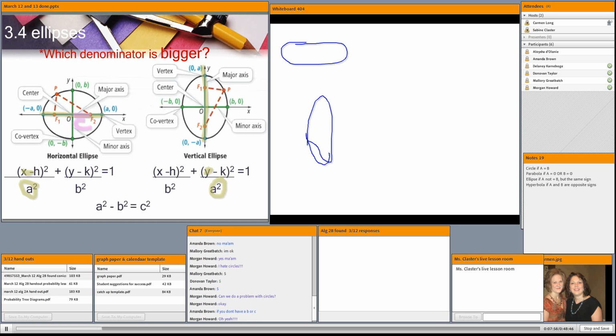The distance from the center to the vertice is A, and the distance from the center to the co-vertice, the shorter side, is B. So if they talk about the foci or want you to find the foci, you're looking for this because the distance from the center to the focus is the value of C. And that's why you need to use this sometimes, because sometimes you only know the focus and you're looking for the vertice. It just depends on the question, but that's how it all goes together.